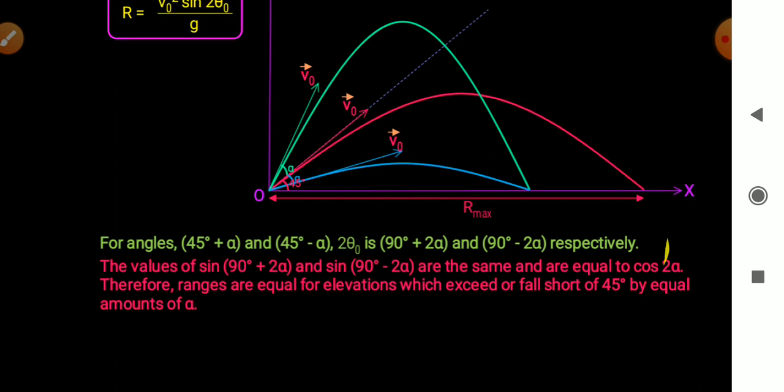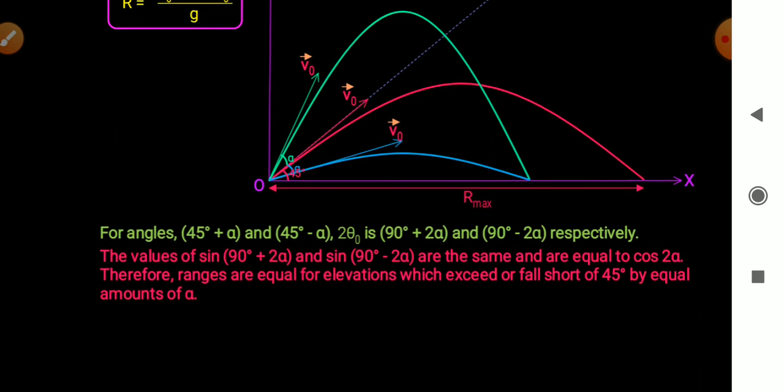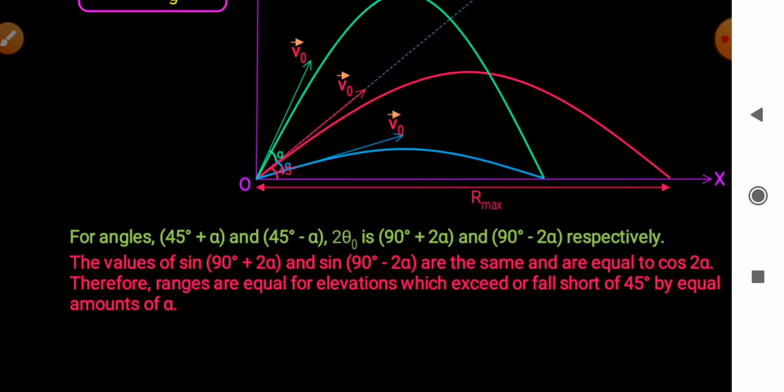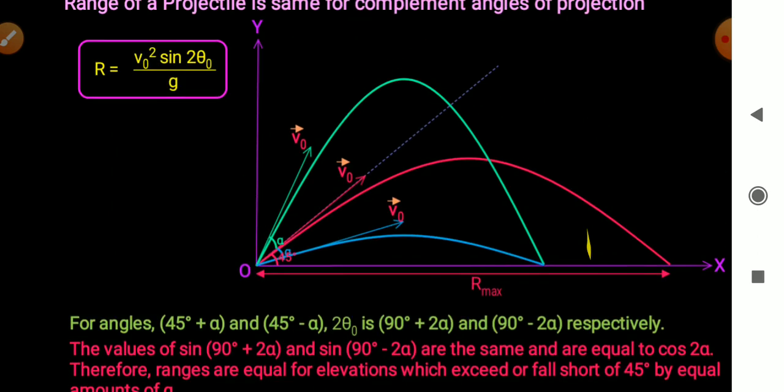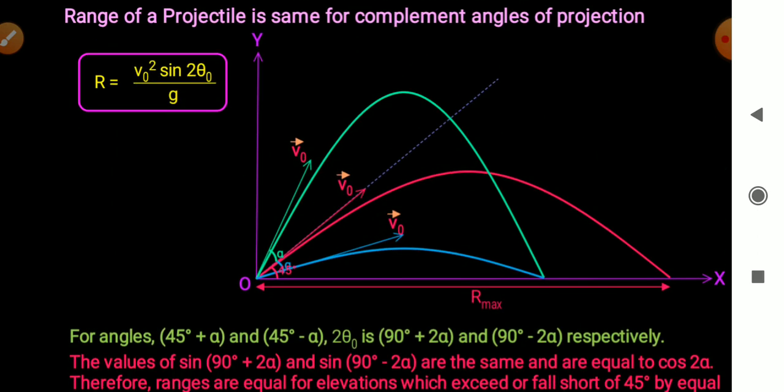So the values of sin(90 plus 2 alpha) and sin(90 minus 2 alpha) are the same and are equal to cos 2 alpha, right? Therefore the ranges are equal for elevations which exceed or fall short of 45 degree by an equal amount alpha. I hope this point is clear to you.